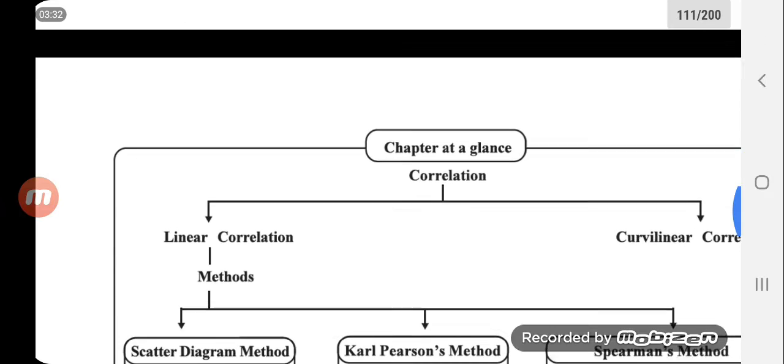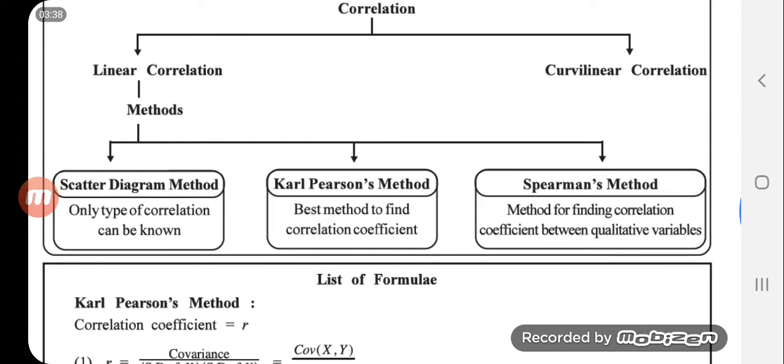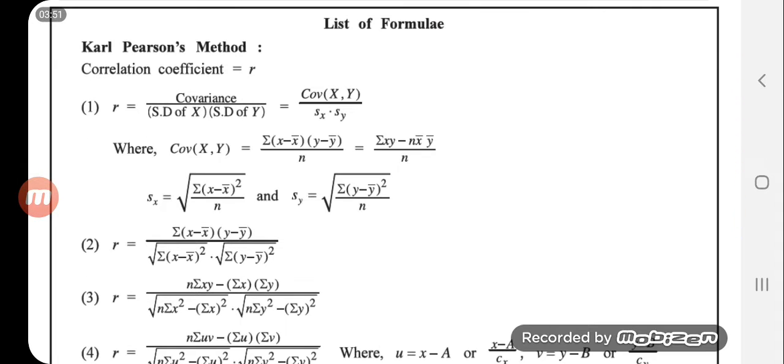Okay. Next we are going to learn about the different types of correlation. There are two types, linear and curvilinear. We are going to learn in this lesson only linear correlation. Three methods: scatter diagram method, Karl Pearson method, Spearman method. Scatter diagram method is already done. Karl Pearson method we are going to do now, and Spearman rank correlation method we will do later on.